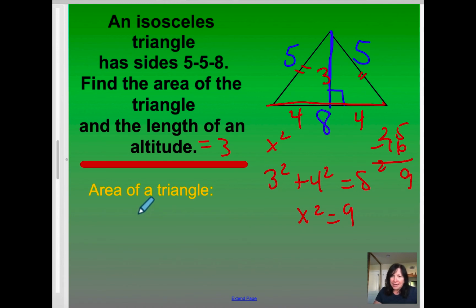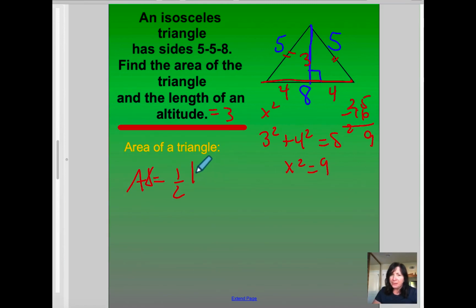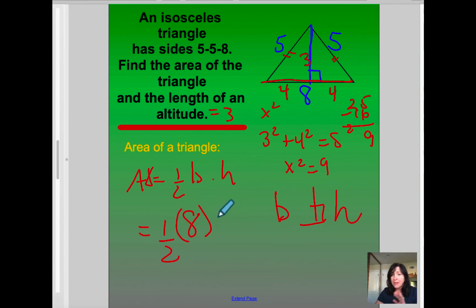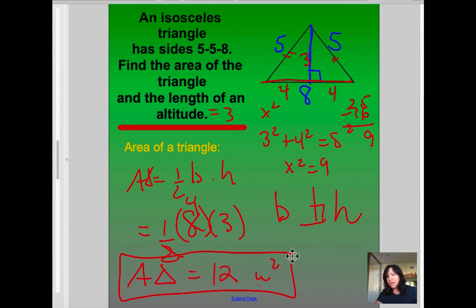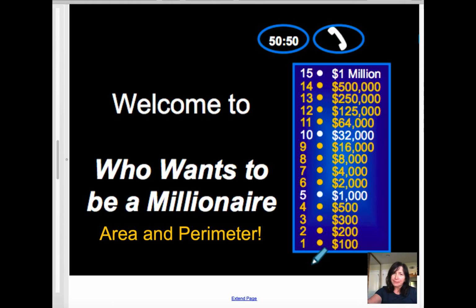So now what I need is the area of the triangle. So the area of the triangle is going to be 1/2 my base times my height. But remember, my base has to be perpendicular to my height. So it's going to be 1/2 the base, which is 8, not 4. You got to be careful with that. Times the height, which is 3. So the area of my triangle is going to be half of 8 is 4. 4 times 3 is 12. And remember, area is always going to be units squared.